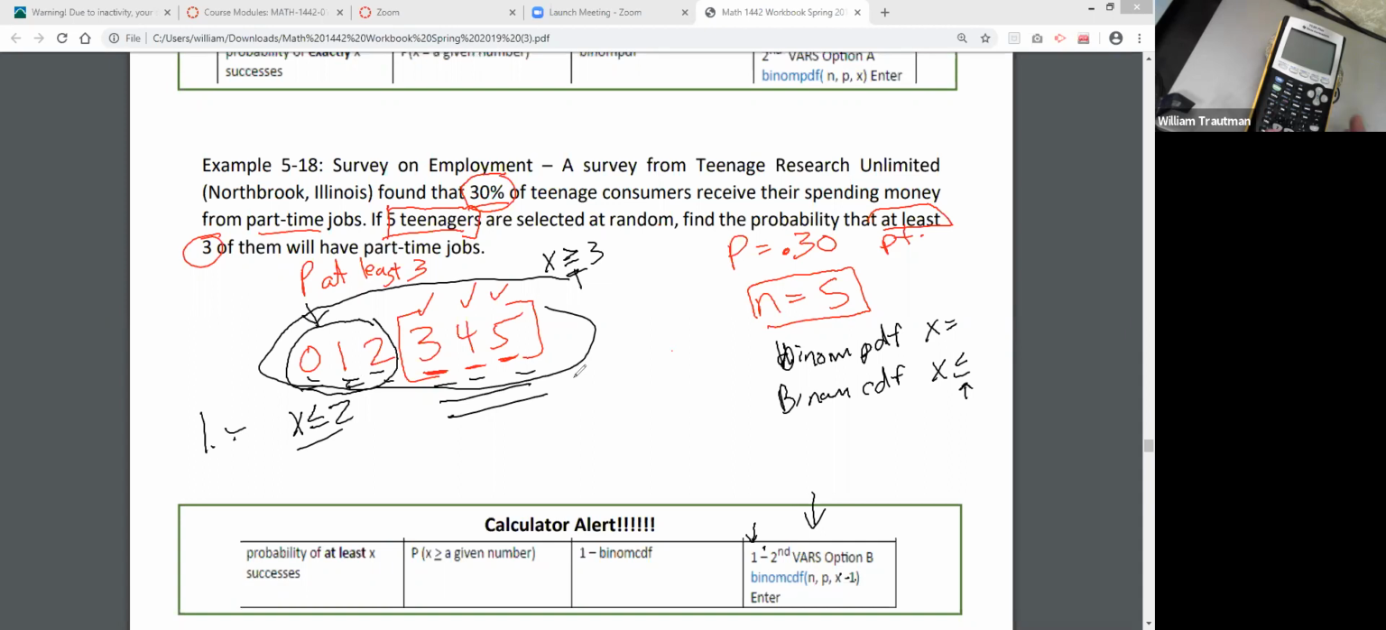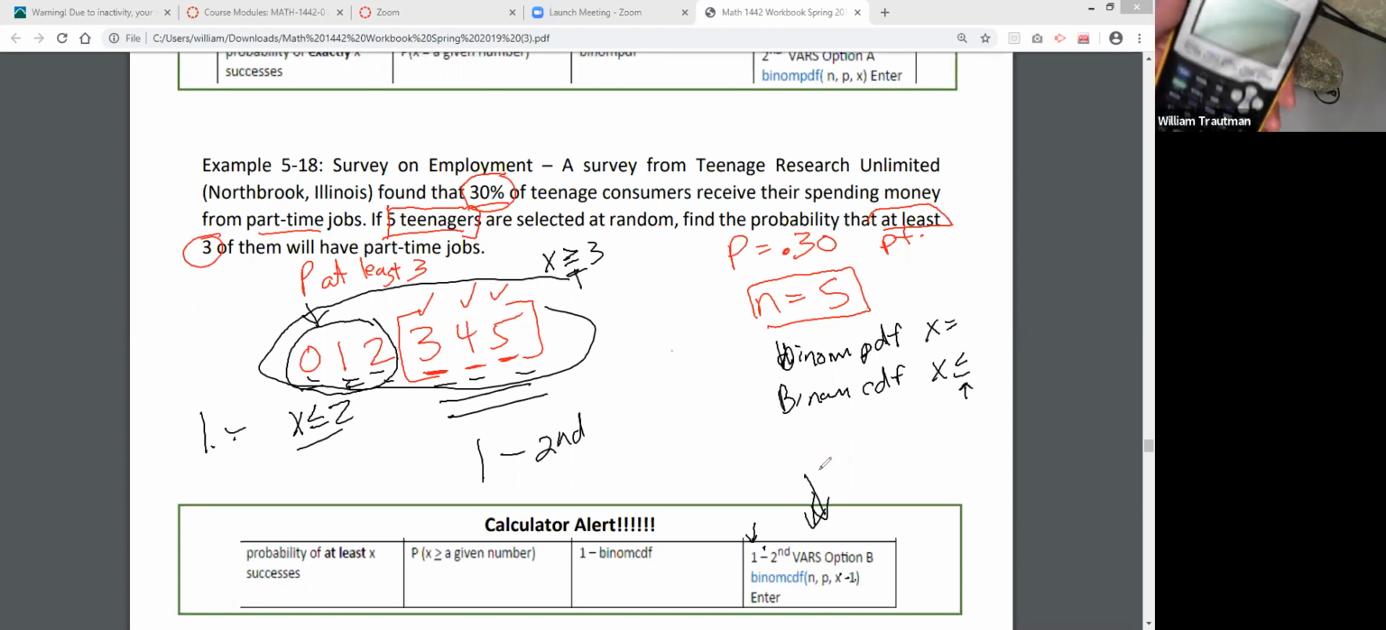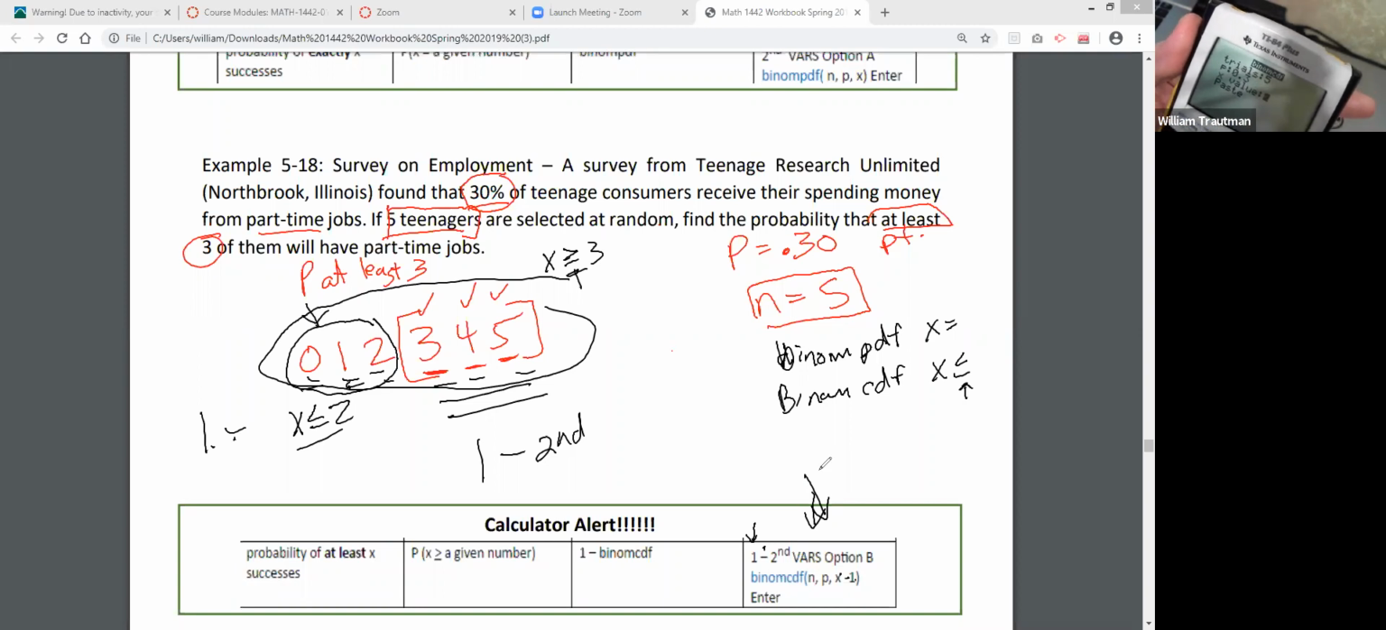So on our calculator, we're going to type in 1 minus second vars, just like here, option B. I should actually show you while I'm typing this in. 1 minus second vars and go to option B. We have n is 5, our probability here was 0.3, and our x value is 2. We're doing x is less than or equal to 2, but we already did 1 minus.